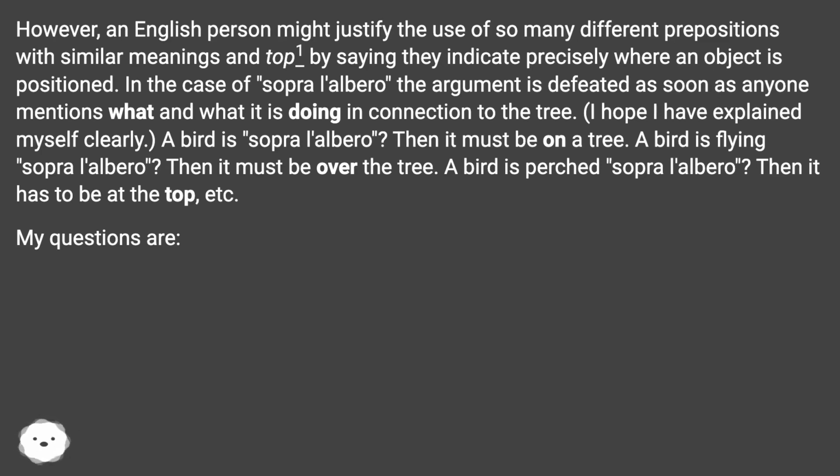A bird is sopra l'albero? Then it must be on a tree. A bird is flying sopra l'albero? Then it must be over the tree. A bird is perched sopra l'albero? Then it has to be at the top, etc.